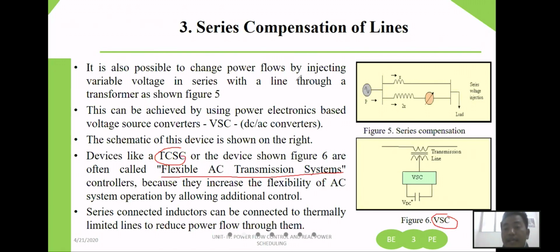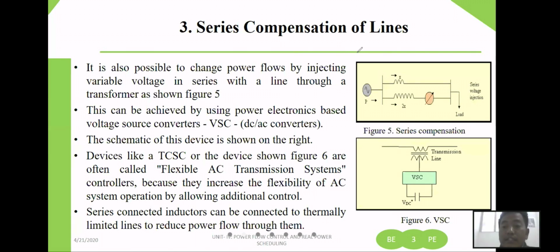And why do we call it FACTS? This is because they increase the flexibility of AC system operation by allowing additional control. What it means is that it increases the flexibility of AC system operation by allowing additional control. So such a device is known as FACTS.